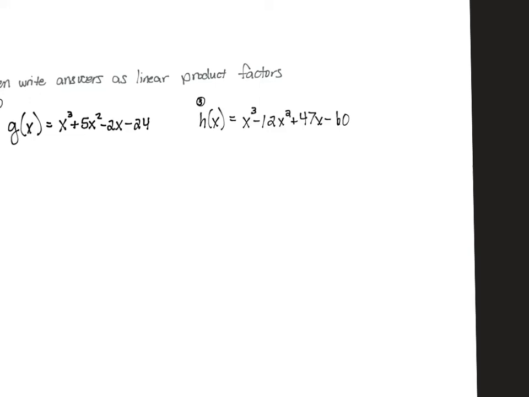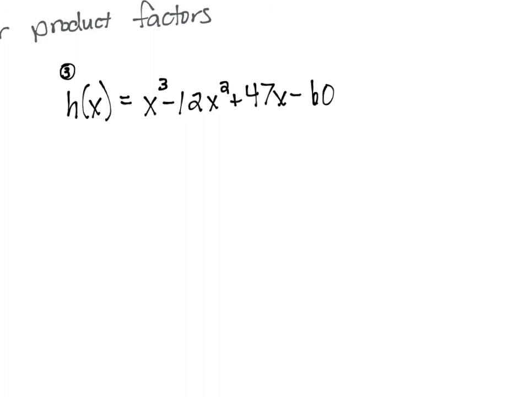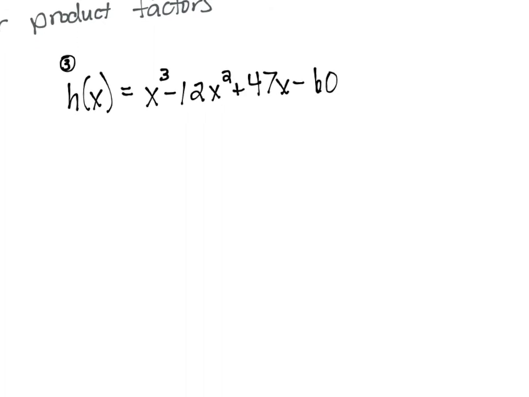We did examples 1 and 2 yesterday. Today we're going to do this third example, example 3. So on your quiz on Thursday, you're going to be asked to do 3 things. You're going to be asked to list all of the factors. You're going to be asked to tell me the zeros. And you're going to be asked to tell me the answer in linear products. Okay, so let's go through this.